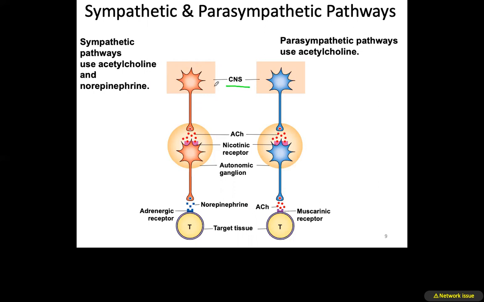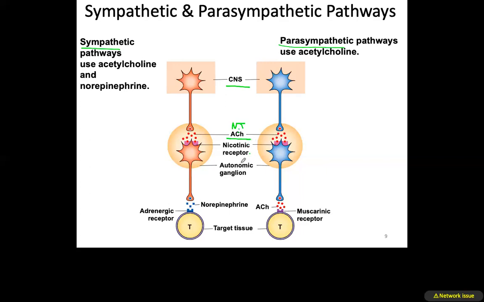So here is the first thing you need to notice. Both of these neurons originating from the central nervous system, at the ganglion position, are releasing the neurotransmitter ACH. We talked about ACH earlier in the lecture. ACH is the neurotransmitter acetylcholine. Again, it doesn't matter if you're talking about sympathetic or parasympathetic. Both are releasing the neurotransmitter ACH at the ganglion. What is the receptor they're interacting with, depicted as these purple boxes here? Those would be your nicotinic receptors.